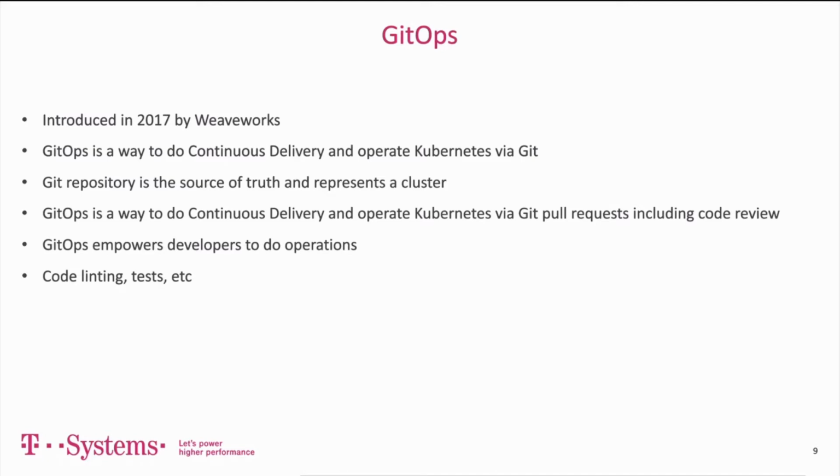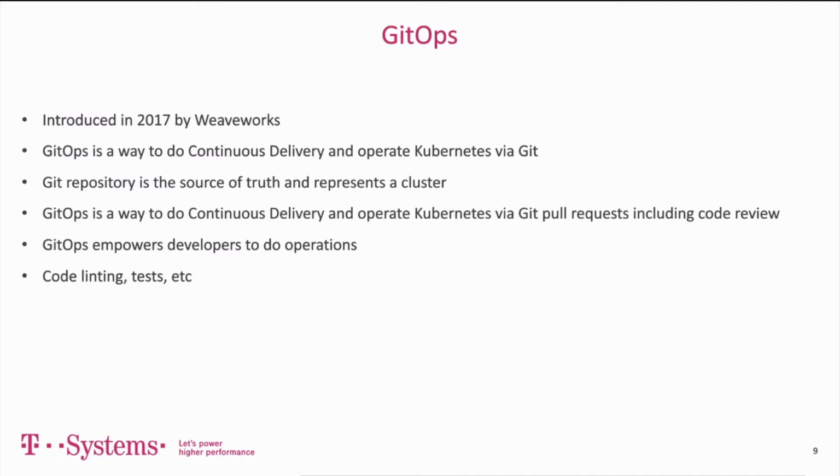This also means that the Git repository becomes the source of truth. And it means that everything that is in the Git repo must be in the cluster, and vice versa, nothing in the cluster which is not in the Git repo. GitOps is a way to do continuous delivery and operate Kubernetes via Git pull requests, including code review.